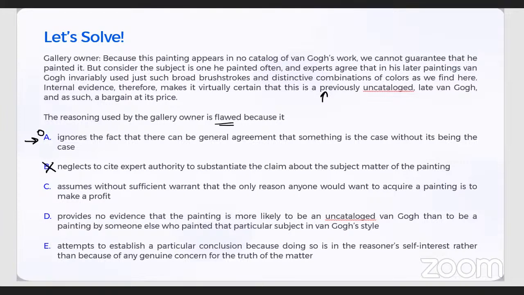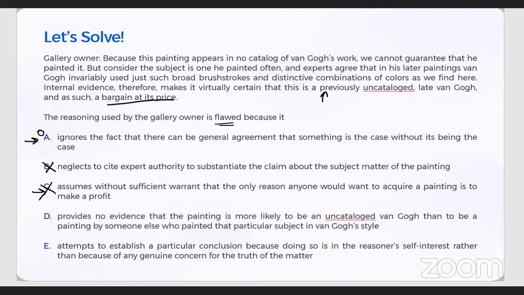Let's look at what option C means. Option C is saying that it assumes without sufficient warrant that the only reason anyone would want to acquire a painting is to make profit. He does say that it's a bargain at its price, but there is no assumption in the argument about why someone would buy the painting. The gallery owner discusses the painting's authenticity and its value as a bargain, but does not make any claims about profit motives. The fact that he assumes anything about the profit is not the flaw in the reasoning. This is also out.